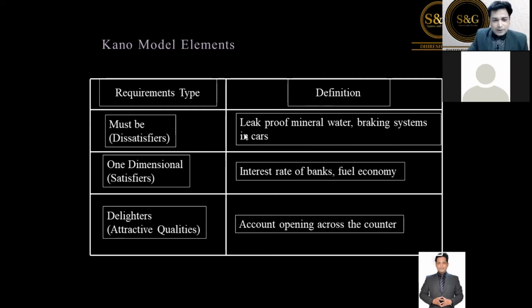Very basic, right? One dimensional will be the interest rate of the bank. If the interest rate of the bank is reducing over the period of time, that will be the one dimensional. Fuel economy. Earlier a company used to make 20 kilometer per liter cars. Now they have started making 30 kilometers per liter car. It's improving fuel economy that will satisfy the market, satisfy the customer. Delighter would be if you enter a bank and you have account opening across any counter. There are 10-15 counters. You can sit anywhere and open the account in 2 minutes. That is the delighter characteristic.